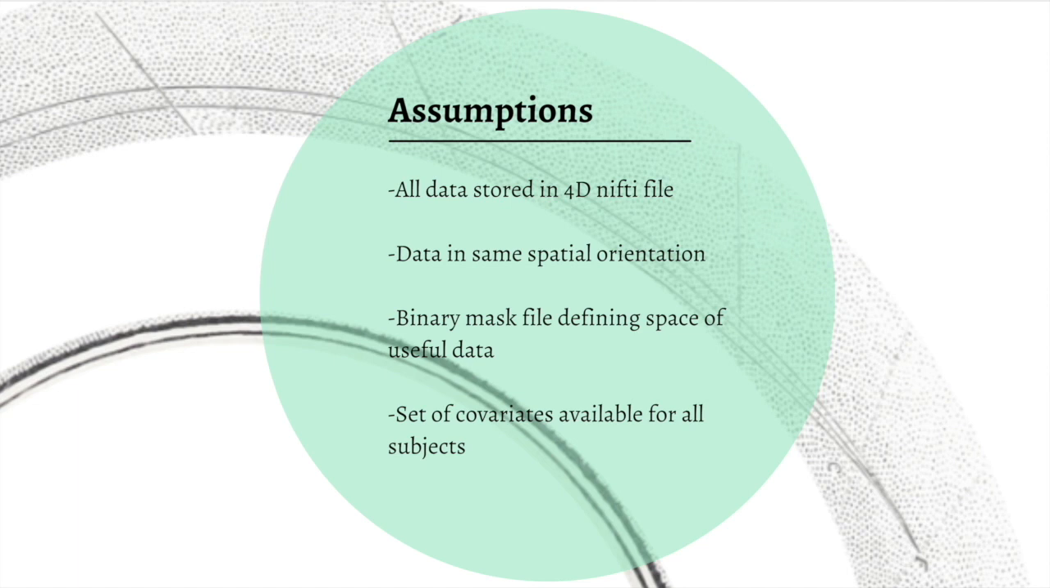3. There is a binary mask file that defines the space of useful data. All data that is residing outside of the mask file will be ignored. 4. There is a set of covariates that is present for all subjects, such as age and sex. We provide a test directory that contains voxel-wise DTI data from the Human Connectome Project and the pedigree files, so you can run the analyses yourself. The link is provided at the bottom of the video.